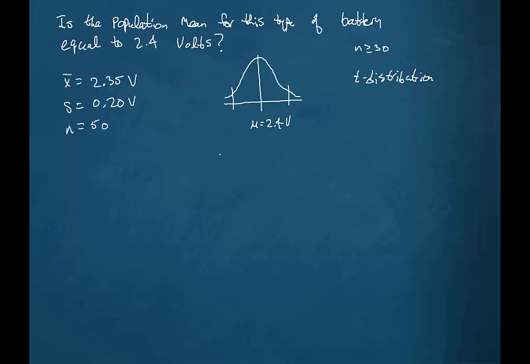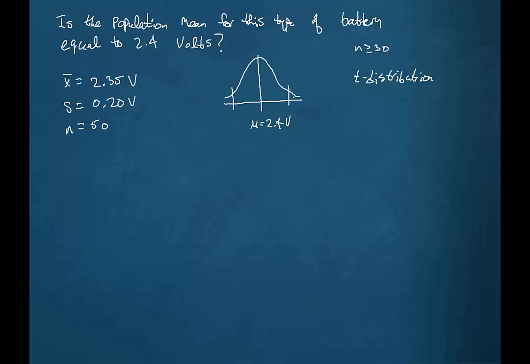So what we're going to do then is use what we know about the normal distribution and what happens when sample sizes are at least 30. In this case, we have a sample size of 50. We know that the sampling distribution would be normal. And the question then is, is the sample mean for this type of battery equal to 2.4 volts? In other words, is this the actual distribution here, a normal shaped distribution, because again, our sample size is at least 30, with a population mean right in the middle here of 2.4 volts.